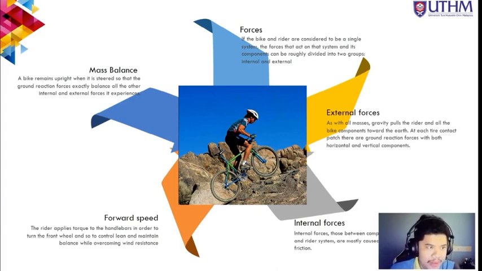The mass balance is that the bike remains upright when it's straight, so the combination of bike and cyclist can balance the internal and external forces. The forward speed applies torque to the handlebars in order to turn the front wheel, so the rider can control the lean and maintain balance while overcoming wind resistance.